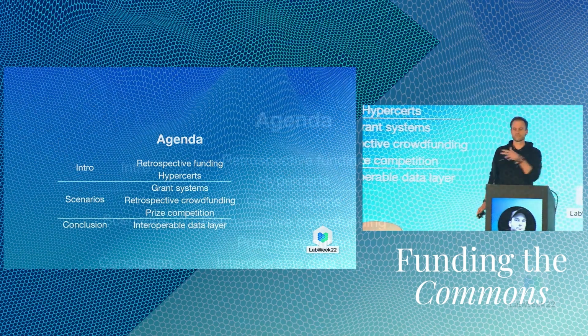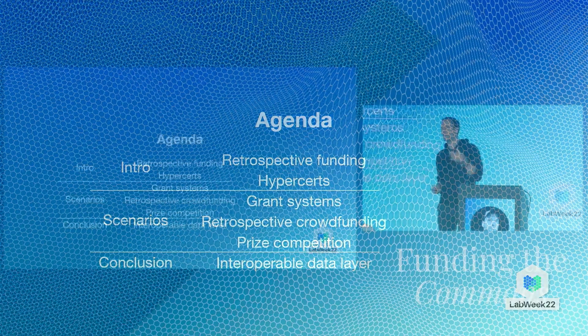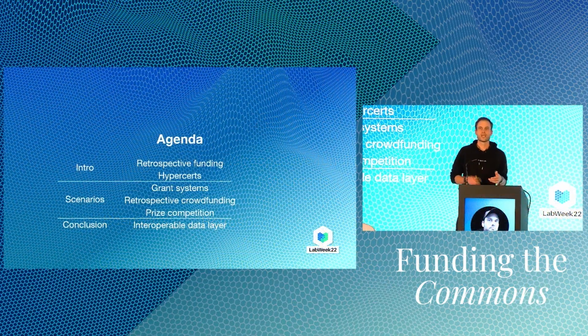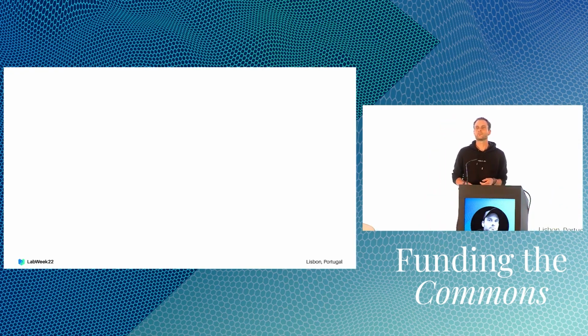So the agenda is that I give a little intro, retrospective funding. We have heard a lot about that today already, but I will briefly say why we are actually excited about retrospective funding and what that has to do with Hypercerts. Then go into grant system, retrospective funding, and price competitions, all about how can we use Hypercerts in these systems to get a Hypercert funding system started, and then tell you a little bit about why we think that Hypercert is an interesting interoperable data layer for a lot of funding mechanisms and what the benefits of those are.